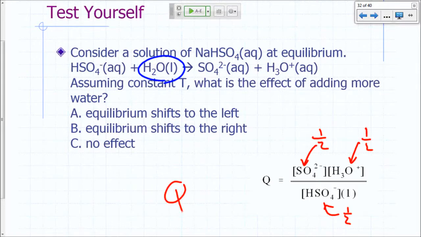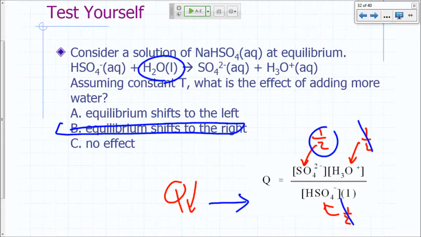What happens to Q now? It's going to be half of what it was, right? Because this 1/2 and that 1/2 will cancel out. You have an extra 1/2 factor in the numerator. So now the system will respond by trying to increase Q, so the reaction shifts to the right.